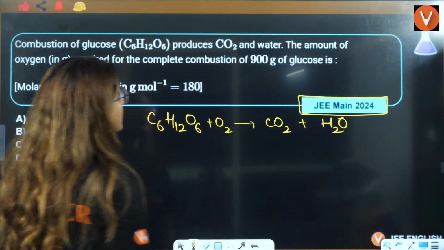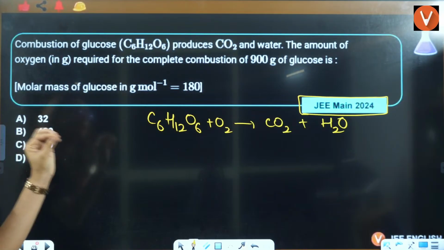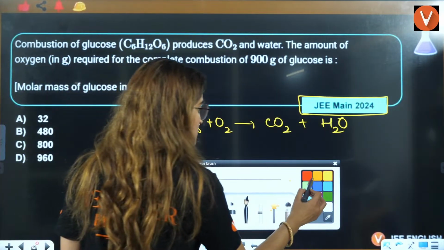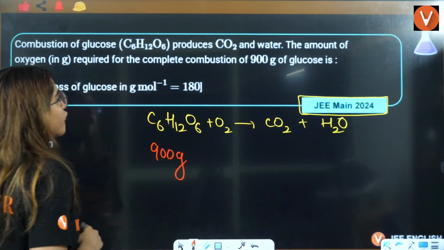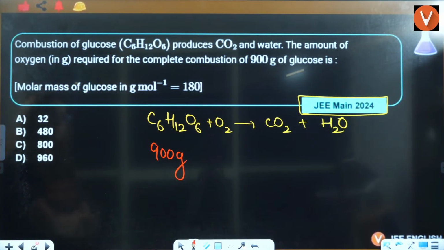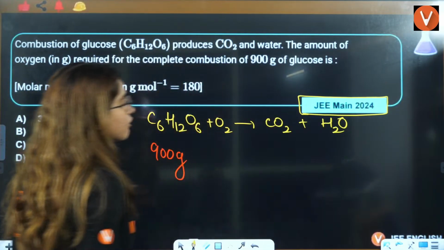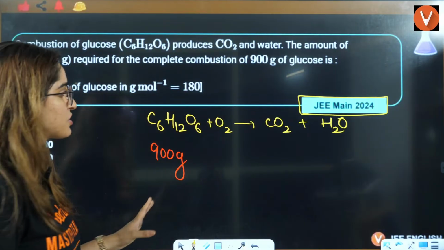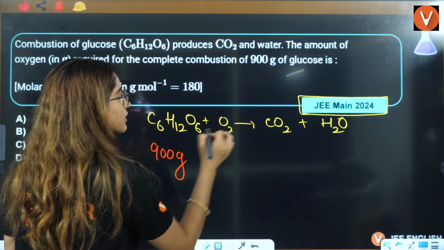That is a must. The amount of oxygen required for complete combustion of 900 grams of glucose is. It's not that difficult, it's actually a very, very simple question, okay? You can easily do this. Let's see what we are going to do here. Firstly, you need to balance this equation. First thing is balancing, right?